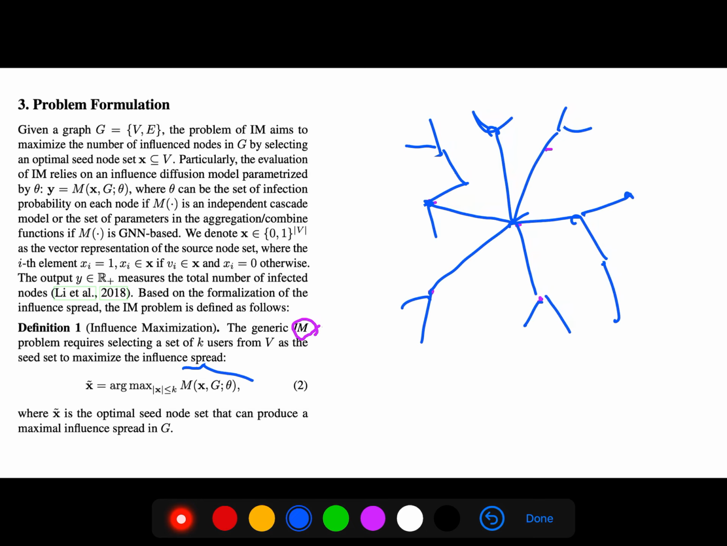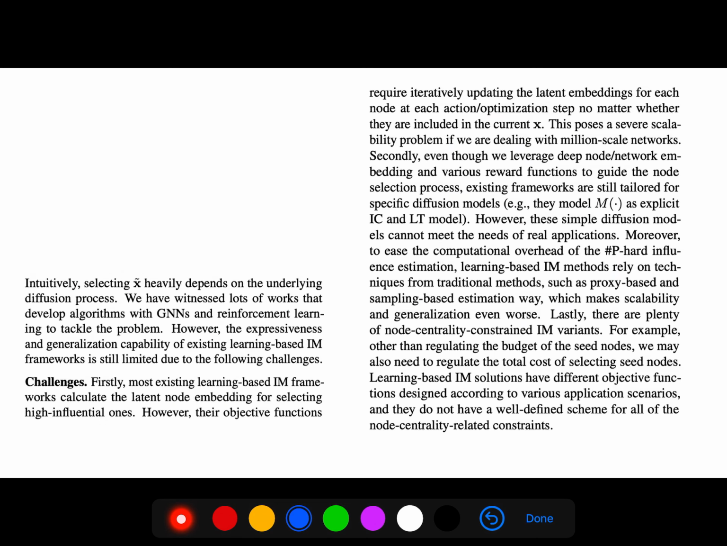Now, the evaluation of influence maximization relies on an influence diffusion model parameterized by theta. So we are parameterizing this model with theta, and theta can be the set of infection probability on each node if M is an independent cascade model, or the set of parameters in the aggregation or combined function if M is GNN based. So assume that M is just a GNN network with parameter theta.